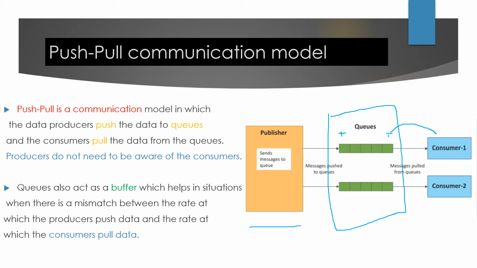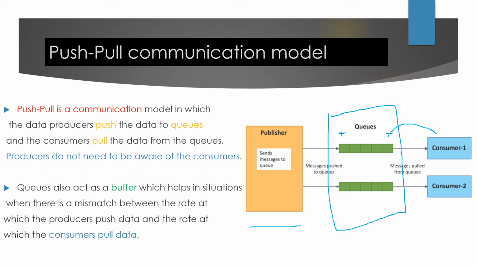So the consumer will be pulling the data from the queue. This is how a push-pull type of communication model works. The publisher will be pushing the data to the queue, and the consumer will be pulling the data from the queue, and the same thing applies to the consumer too. There can be n number of consumers for the queues.